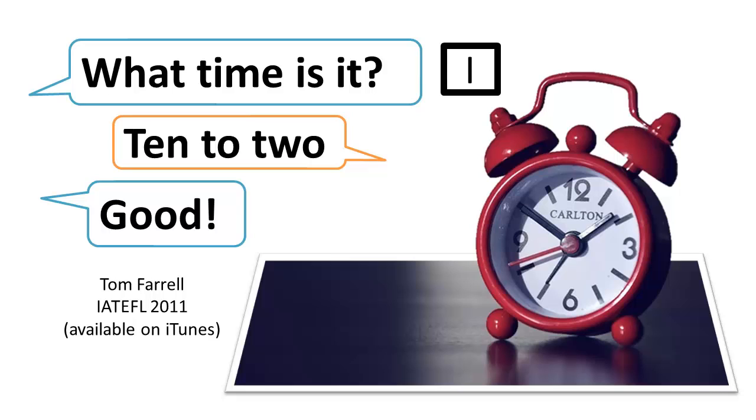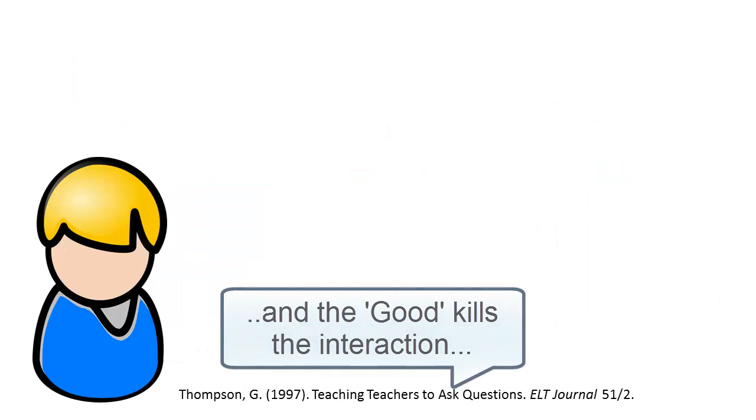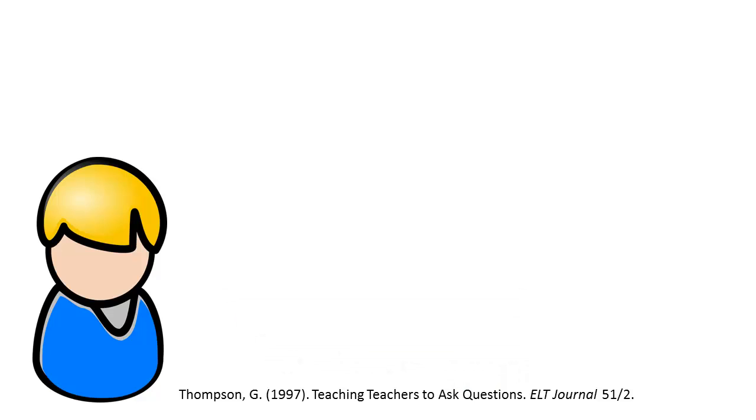So we've got the I, the initiation, usually by the teacher, the response, usually by the learner, and the feedback, usually by the teacher. And this kind of thing means that the vast majority of the talk in the classroom is taken up with the teacher talking. And you've got this feedback of good, which is not necessarily very authentic. It can lead to real problems.